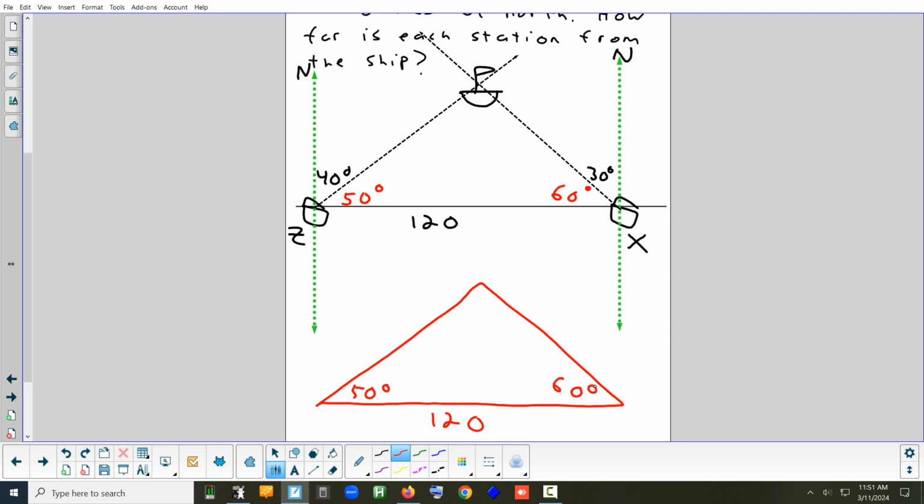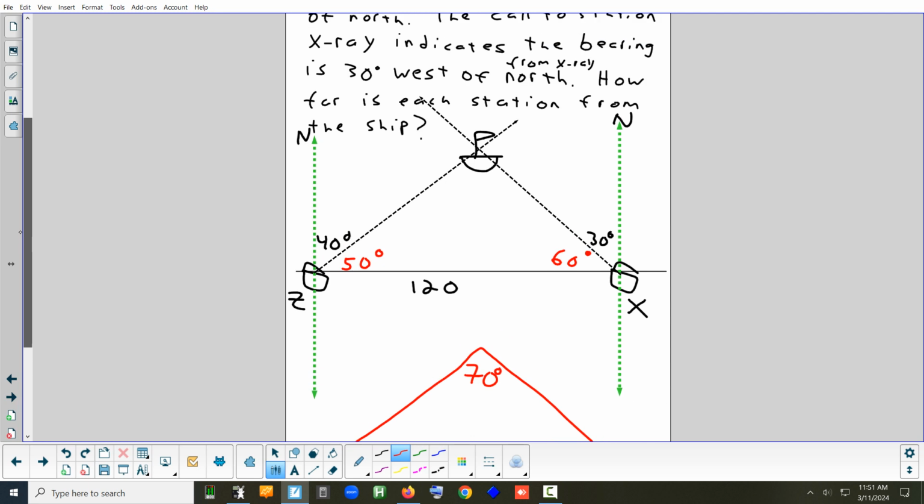And anything else I can label in that triangle? We can label the angle where the boat's at. Yes, this is the whole key. We need this angle at the top. We can figure it out using those other two angles, which is going to be 70 degrees.